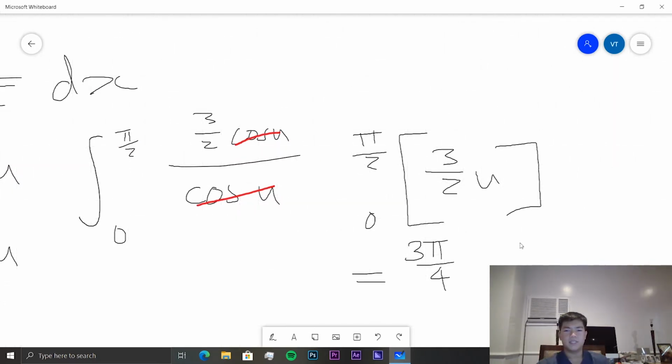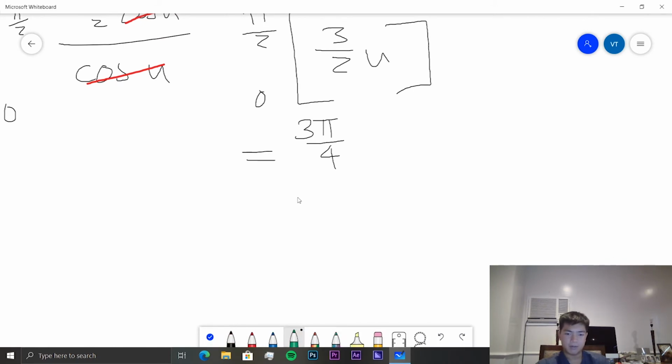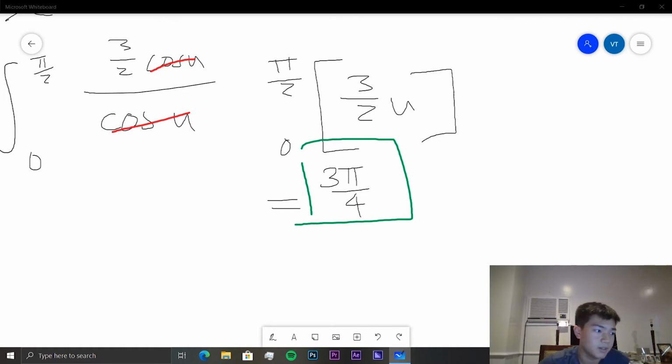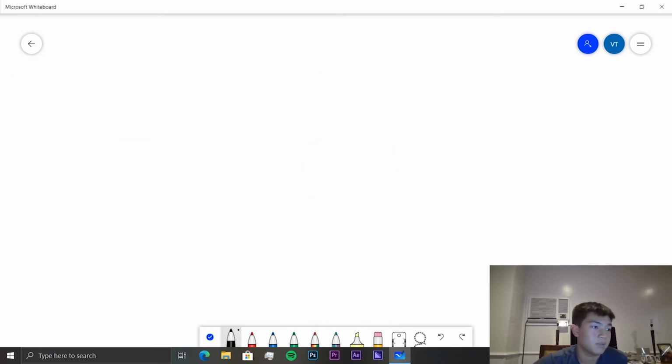I don't know why it's not just 3 pi over 4, so I'm actually going to take 3 pi over 4. The book says pi over 4, and I'm not exactly sure why that would be. Anyways, we get to go to the next one.